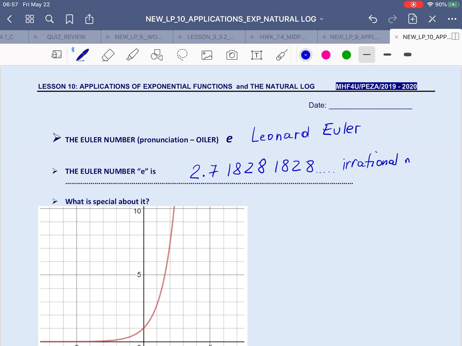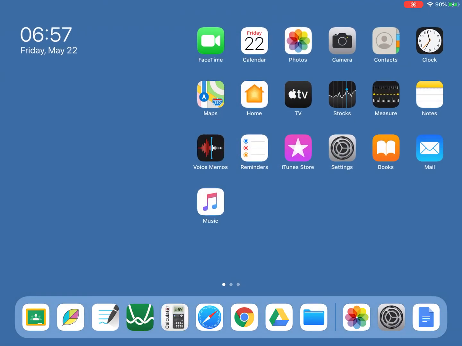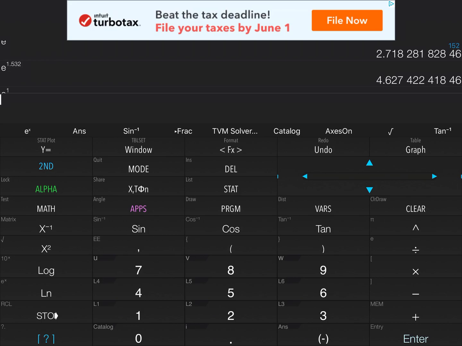It's an irrational number, as a matter of fact. And I don't even try to remember it because there is no point to it. You can easily find it in your calculator, and I'll show you where and how. So Euler's number is indicated by letter e. It is usually hiding under the ln button, and that's what we're going to study today. That's the natural log button. So you have to press second function and then that button in here.